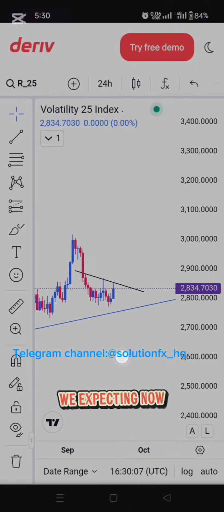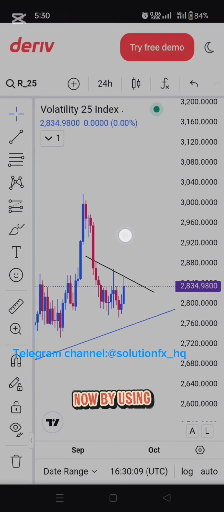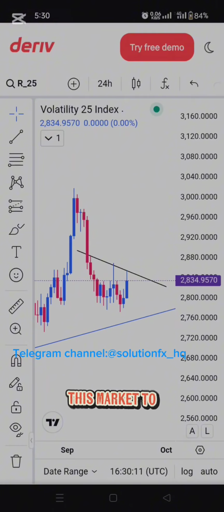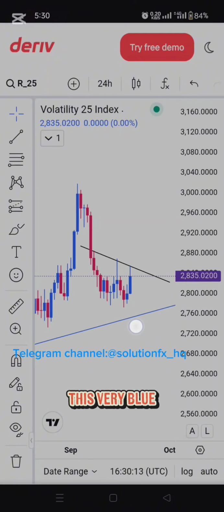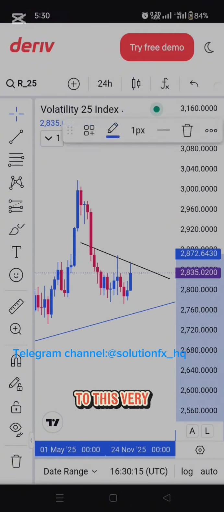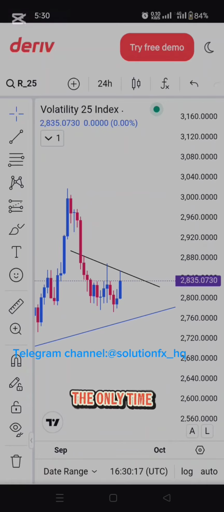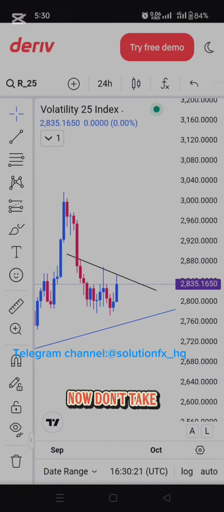So what are we expecting in this very setup? Using this trend line, I'm waiting for this market to actually retrace down to this very blue line. I need it to come down to this blue line, because that's the only time I'll be very certain that this market is actually going to buy. Now, don't take my word for it.